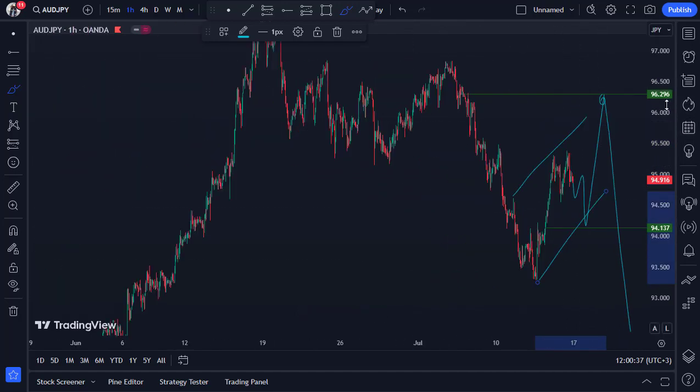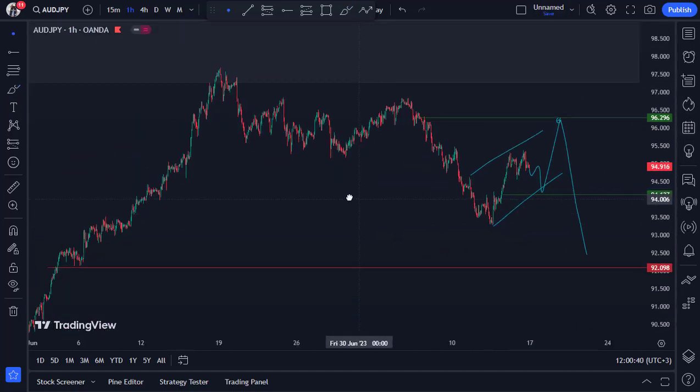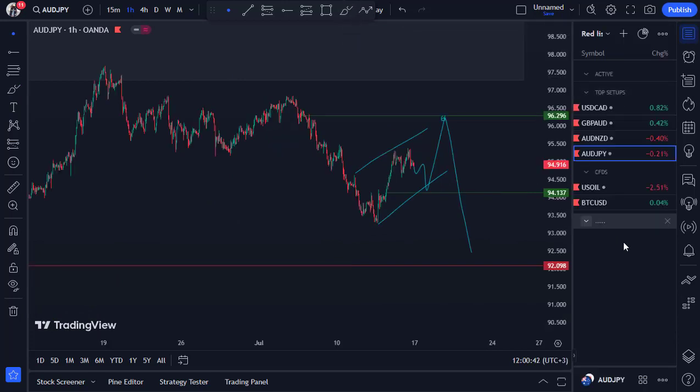Okay guys, so I hope I'm clear on Aussie yen and the other currency pairs. Now we are going to look at US oil and Bitcoin.